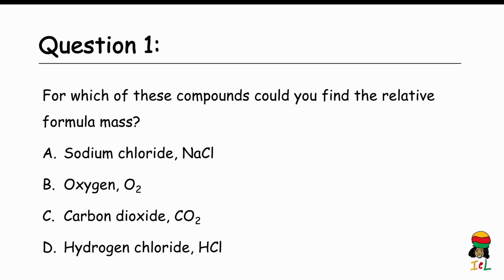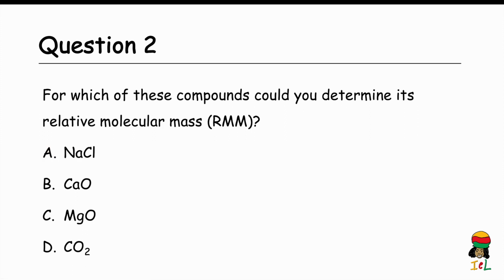Question 1. For which of these compounds could you find the relative formula mass? A. Sodium chloride, B. Oxygen, C. Carbon dioxide, D. Hydrogen chloride. The answer is A, sodium chloride. Note that sodium chloride is an ionic compound, and as a result, we find the relative formula mass for ionic compounds.